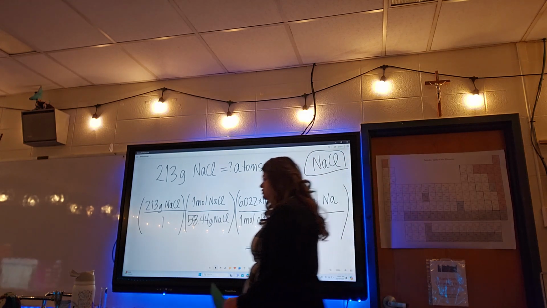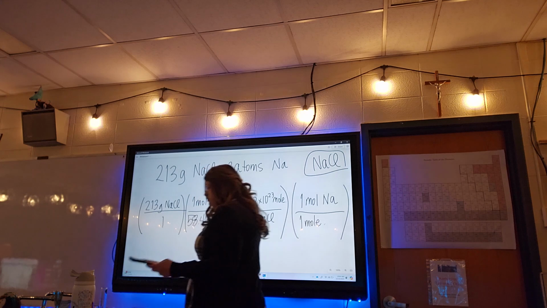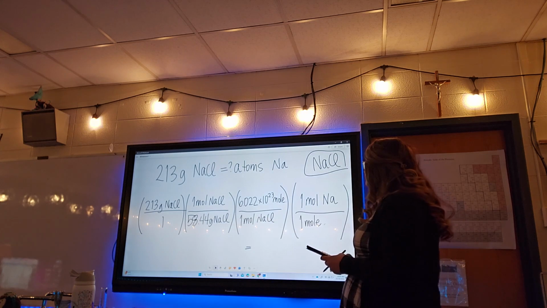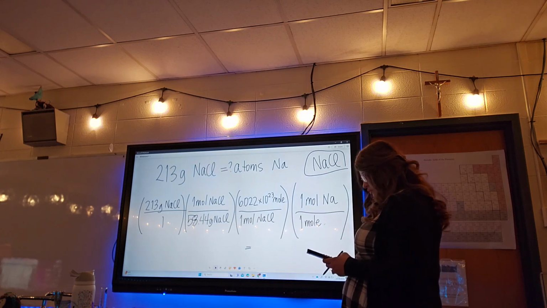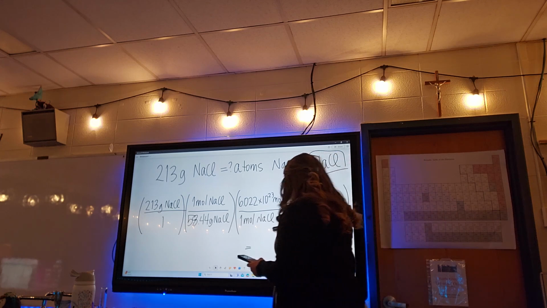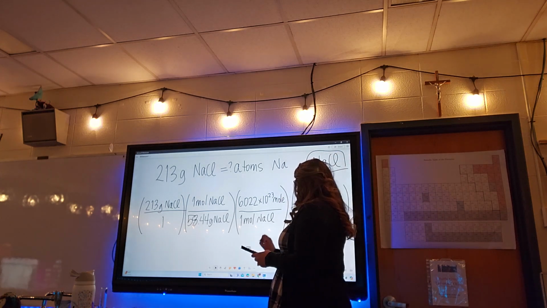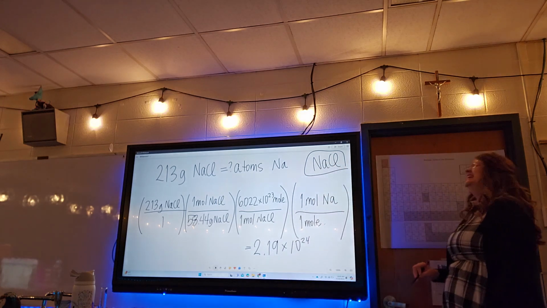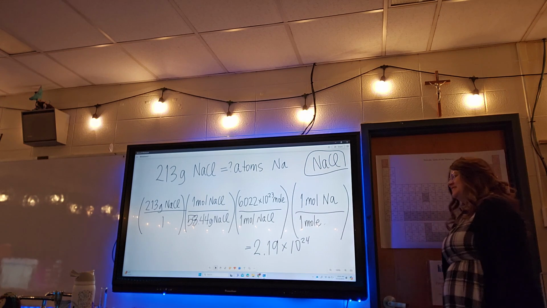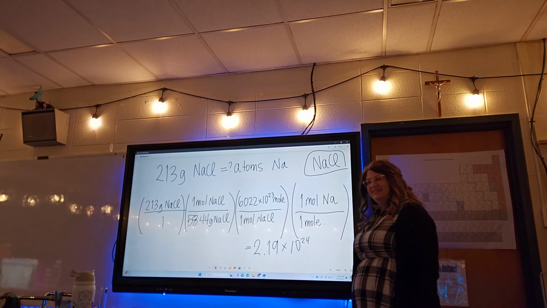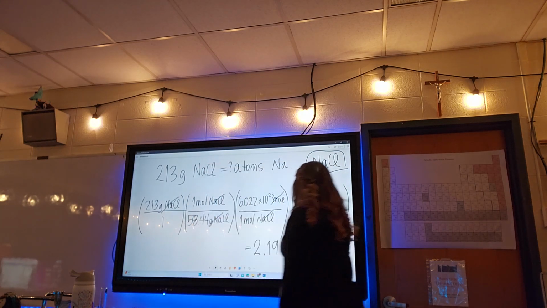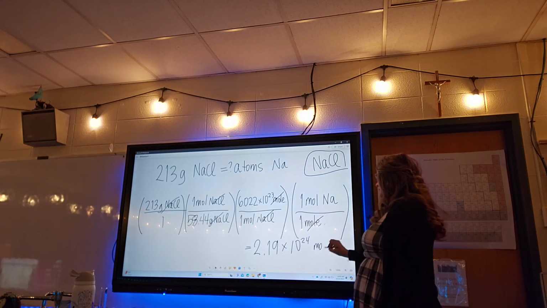Okay, so I want you to do this math on your calculator to make sure that we're doing everything correctly. 213 times alpha A divided by 58.44. That's what I got. Now, what's your unit? Well, all of my units are going to cancel except atoms of sodium. So that's my unit.